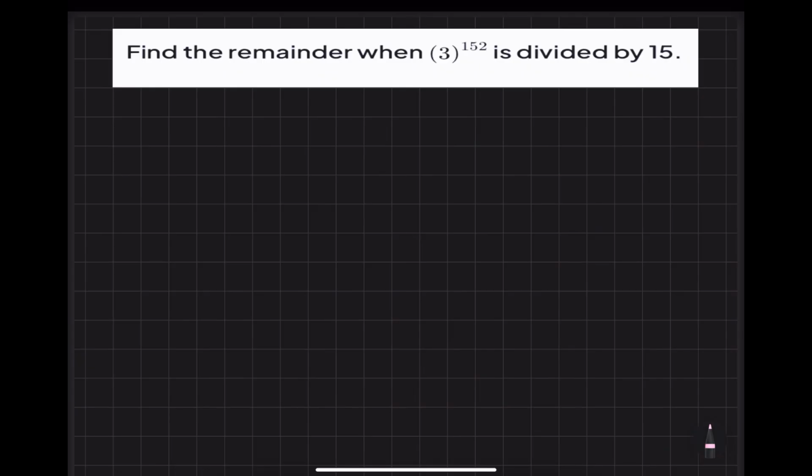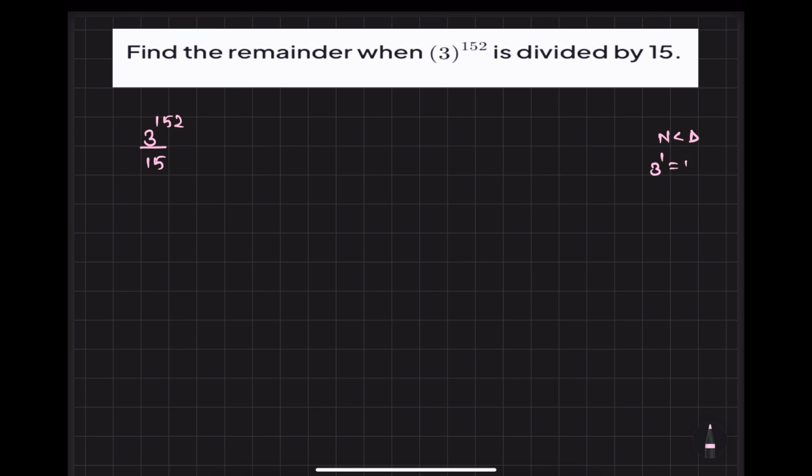So we got this situation: the remainder when 3 power 152 is divided by 15. Clearly you can see that the numerator is smaller than the denominator. So what will we do? We will start a table of powers of 3.